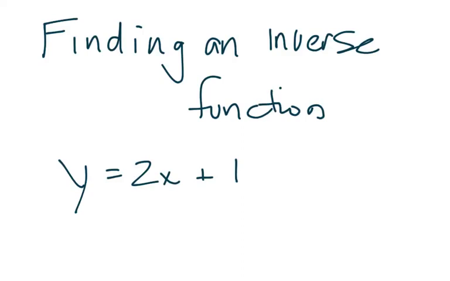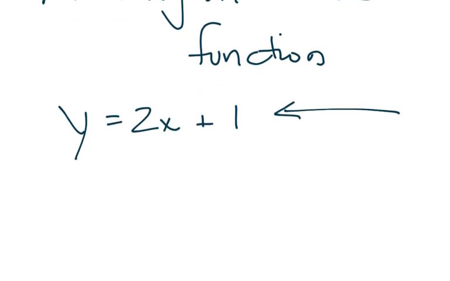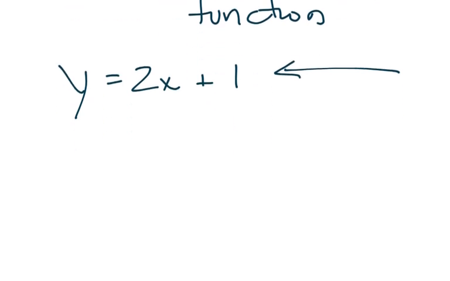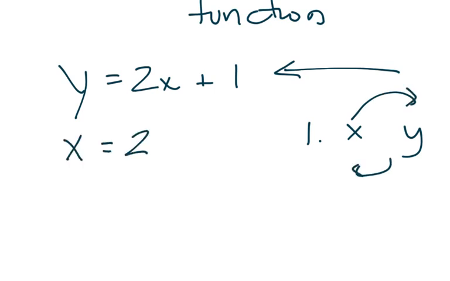All right, let's talk about determining an inverse function. If you're given a function like this one right here, and you want to find the inverse of that function, well, you have to do a couple things. The first step is switch the x and the y. Wherever you see a y, put an x. Wherever you see an x, put a y. Switch the x and y.